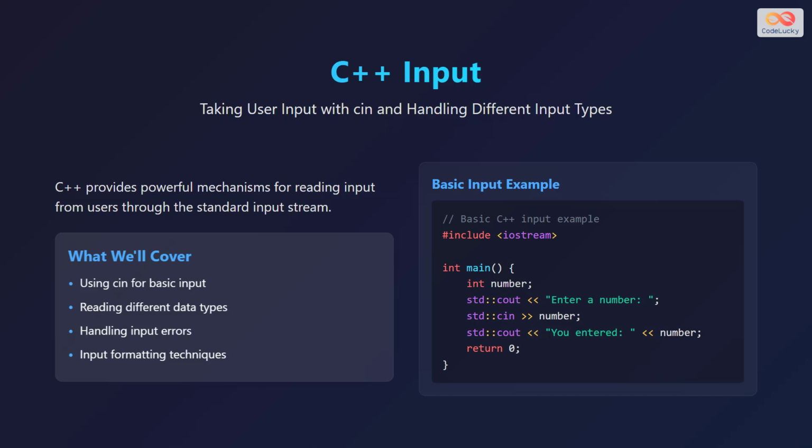In this video, let's explore how to take input from users in C++ programs. C++ provides powerful tools for reading input from users through what's called the standard input stream. We'll cover using cin for basic input, reading different types of data like numbers and text, handling common input errors, and some useful input formatting techniques. By the end of this video, you'll have a solid understanding of how to get input from users and handle it effectively in your C++ programs. Let's dive in.